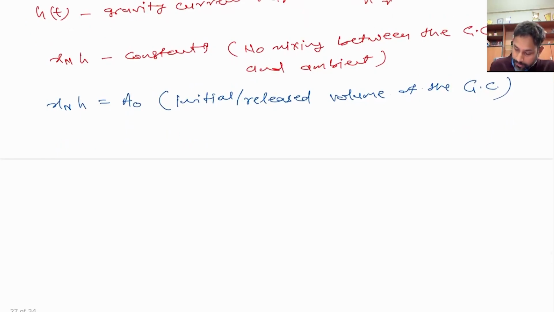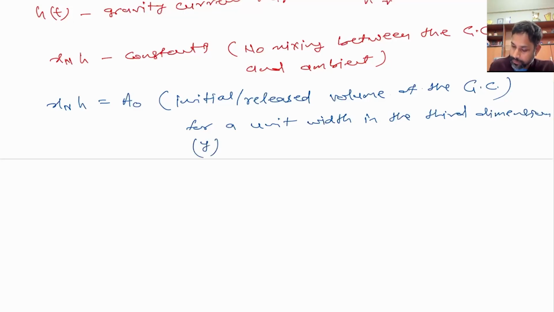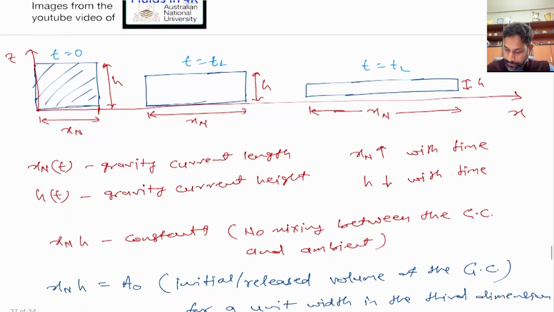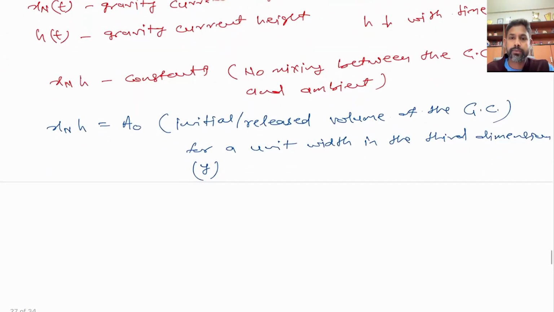Okay, and we solve it for a unit width in the third dimension. Let's say that is y. Okay, we are considering the x-axis and z-axis as vertically upward, and there is the y-axis that is into the page here, and we consider that has a width of 1, that is unit width. Okay, and that is why a naught basically represents the volume, and that is constant.